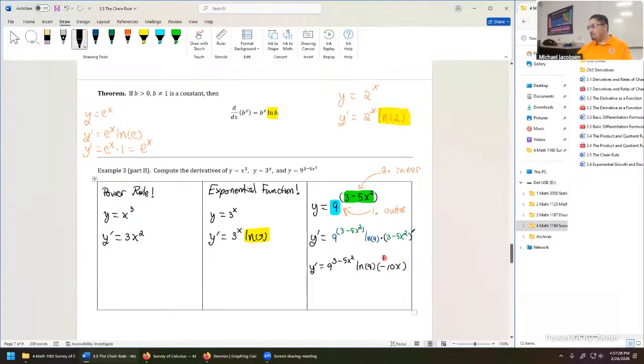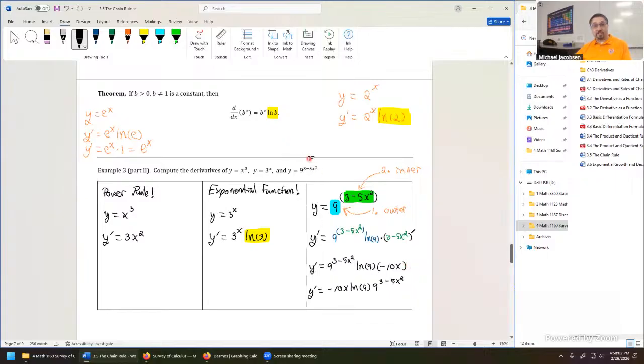It looks kind of wonky with having the negative 10x here and the constant. You could rearrange it if you like. If you decide to rearrange it, some people might write this as y prime equals negative 10x, natural log 9 times 9 to the power 3 minus 5x squared. But that's just really a stylistic choice. There's no algebraic difference between the first line and the one down below. I'll leave it up to you, and WebAssign isn't picky either on these formats. So I'll leave it up to you how you'd like to end the problem.